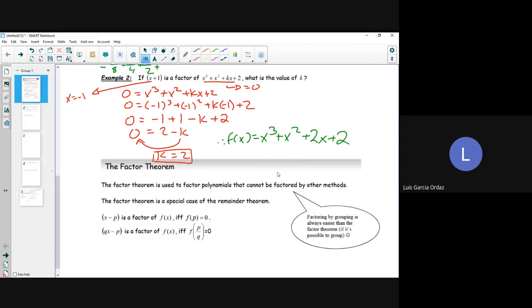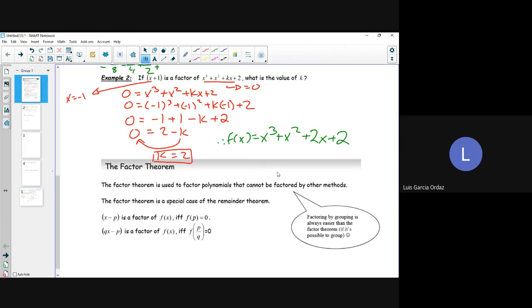So we learned about the remainder theorem. Now we're going to learn about the factor theorem. The remainder theorem is just to check if our equation at that factor is or is not equal to 0. But the factor theorem is something different. The factor theorem is used to factor polynomials that cannot be factored by any other methods. So the factor theorem is a special case of the remainder theorem.